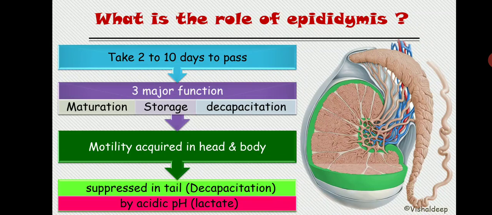So inside the epididymis, first the sperm get motility in the head and body. Once it approaches the tail, the motility will be removed, suppressed. That process is known as decapacitation, and it happens by acidic pH.